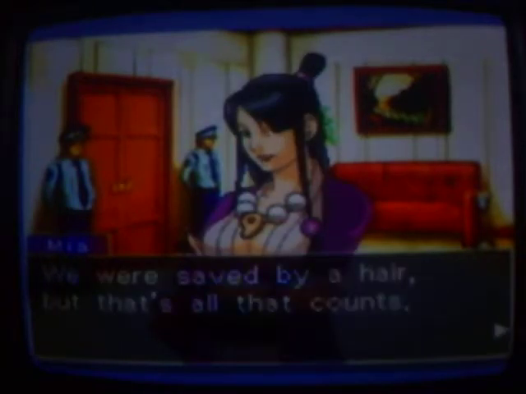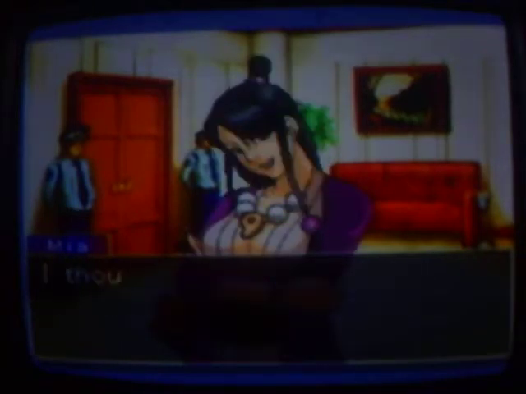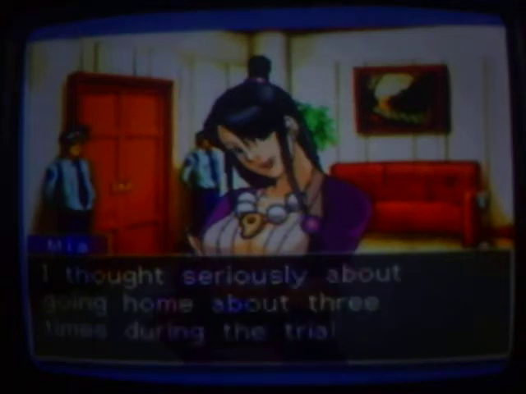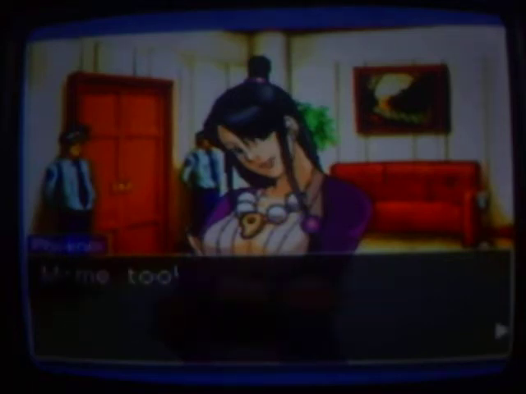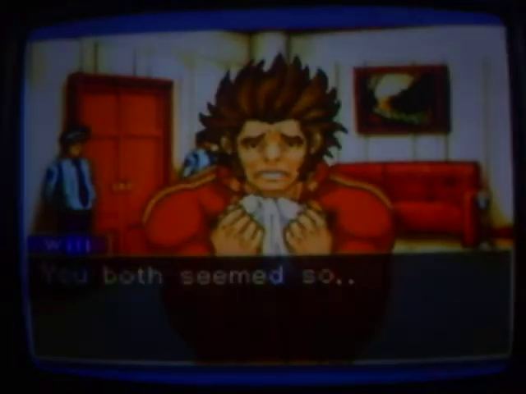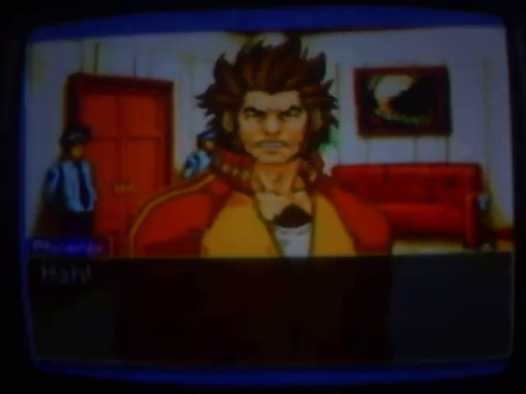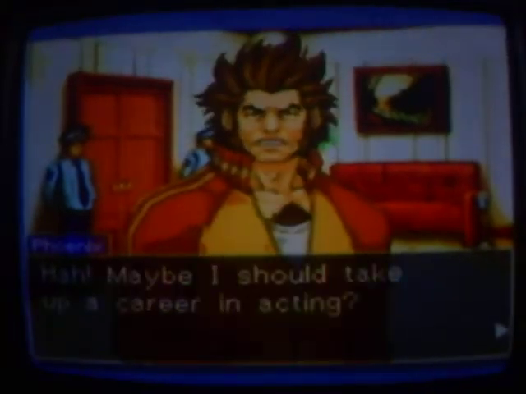October 19th, 2:47 p.m. District Court, Defendant Lobby Number 1. Phew, that was a close one. We were safe by a hair, but that's all that counts. I thought seriously about going home about 3 times during the trial. Me too. Really? But you both seem so confident. Maybe I should take up a career in acting.